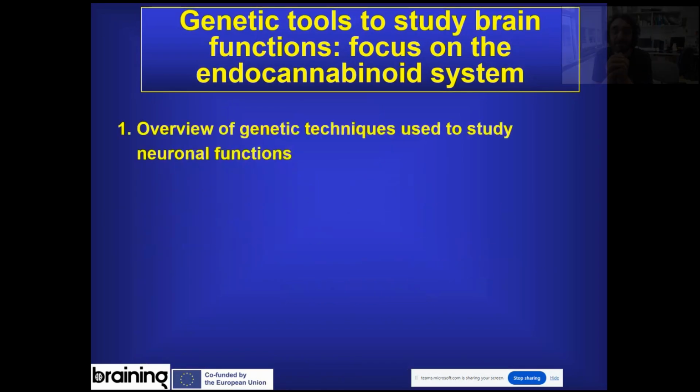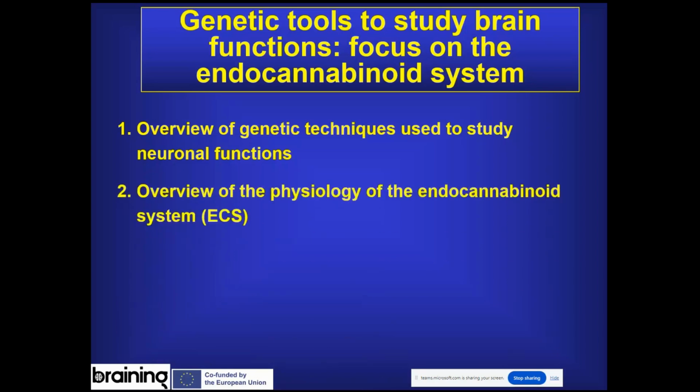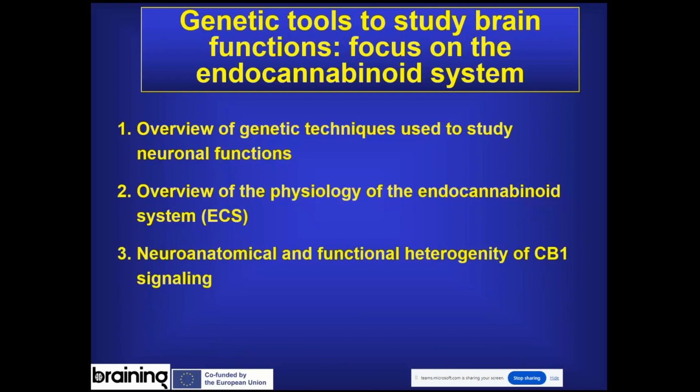So as I said, the main body of the talk will be the overview of genetic techniques used to study neuronal function. And then I will give you an overview of the physiology of the endocannabinoid system. And of course, if there is still some time, the neuroanatomical and functional heterogeneity of CB1 signaling that we can discover, especially thanks to genetics techniques.